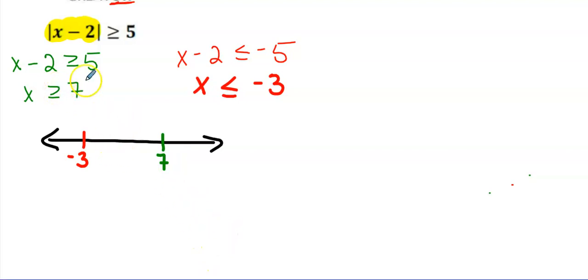Don't put these, just because the 7's over here and the negative 3's over here, don't put the 7 here and the negative 3 here on the number line. Just really be careful with that. Okay, so let's look at the negative 3.